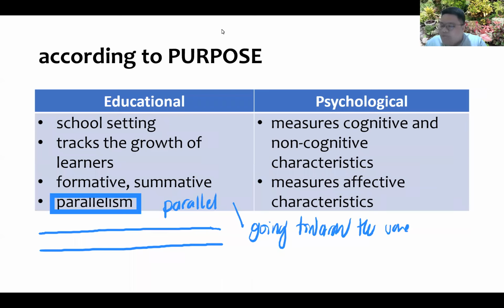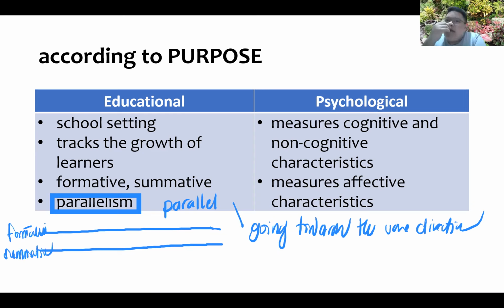Now, what do we mean here by having parallelism in educational assessment? It simply means that whenever, for example, you have a summative assessment, there should be formative assessment that would come with that. And their goal should be the same.